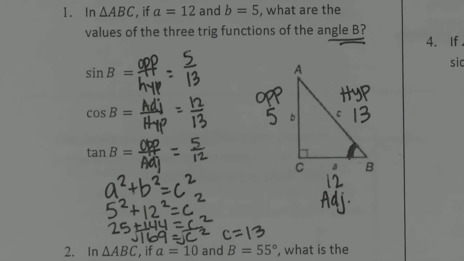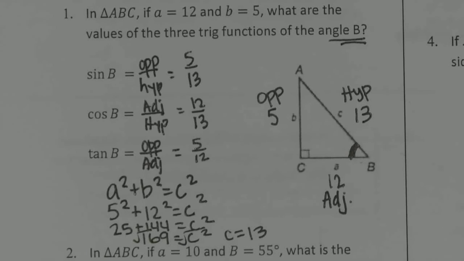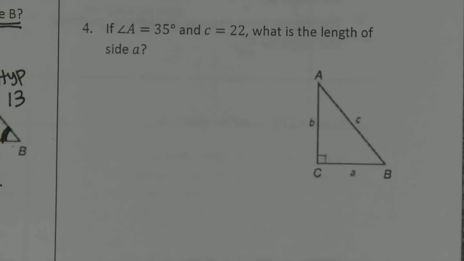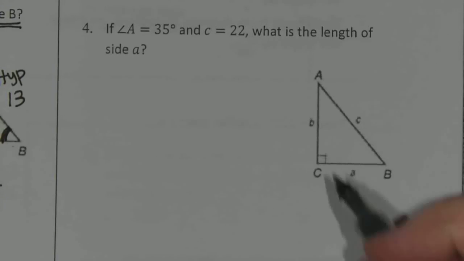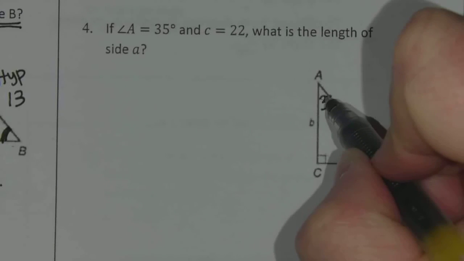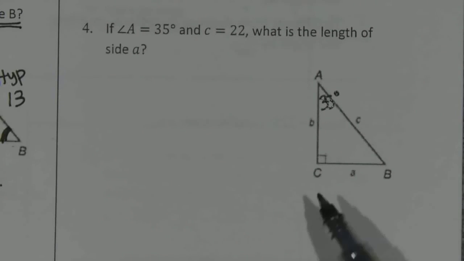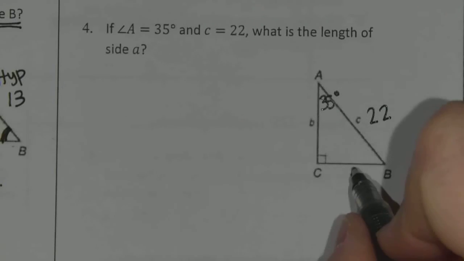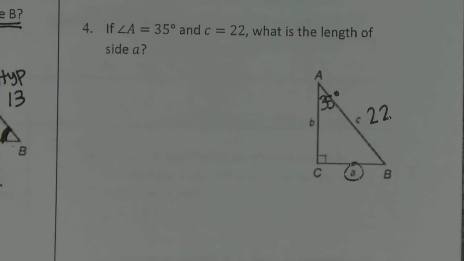Okay. So number 2 and number 3 on this worksheet work exactly like that. So let's jump over and look at maybe number 4. Number 4 says if angle A equals 35 degrees, so I like to just label my triangle as I go, and side C is 22, what is the length of side A? So I'm actually looking for this side over here.